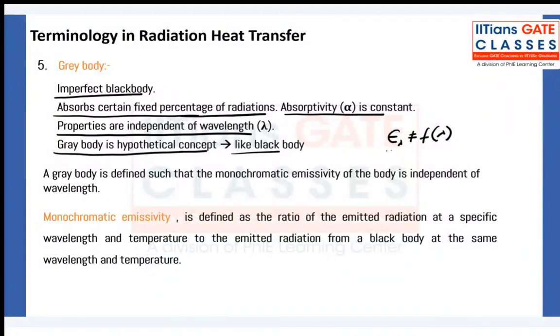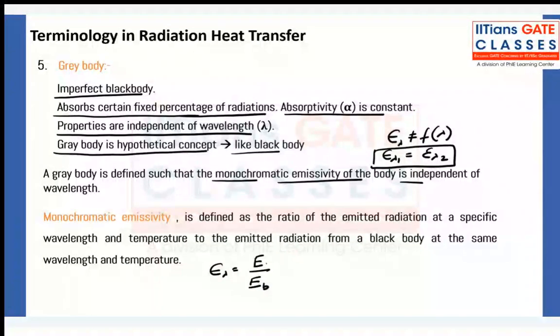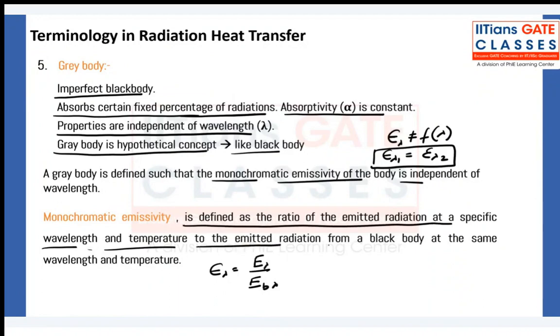So emissivity at wavelength 1 is equal to emissivity at wavelength 2. It is not a function of wavelength, whatever wavelength comes. It is independent. Monochromatic emissivity of a body is independent of wavelength. What is monochromatic emissivity? It is defined as the ratio of the emitted radiation at a specific wavelength and temperature to the emitted radiation from a black body at the same wavelength and temperature.